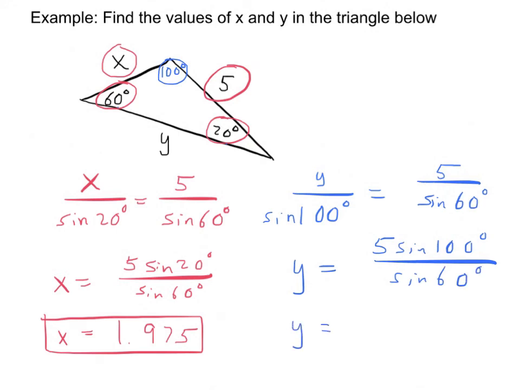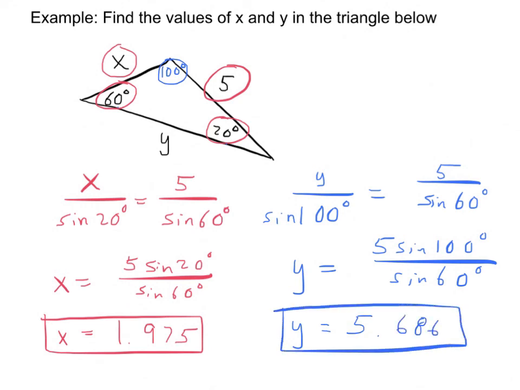And that gives us 5.686. Again, we take a moment to make sure that answer makes sense. 5.686 is the largest side, compared to the 1.975 and the 5, and it's across from 100 degrees, which is the largest angle. Now, some people will start to worry: wait a minute, 100 degrees is almost twice as big as 60. Why isn't this twice as big as 5? It's actually interesting. The law of sines is why that's not true.